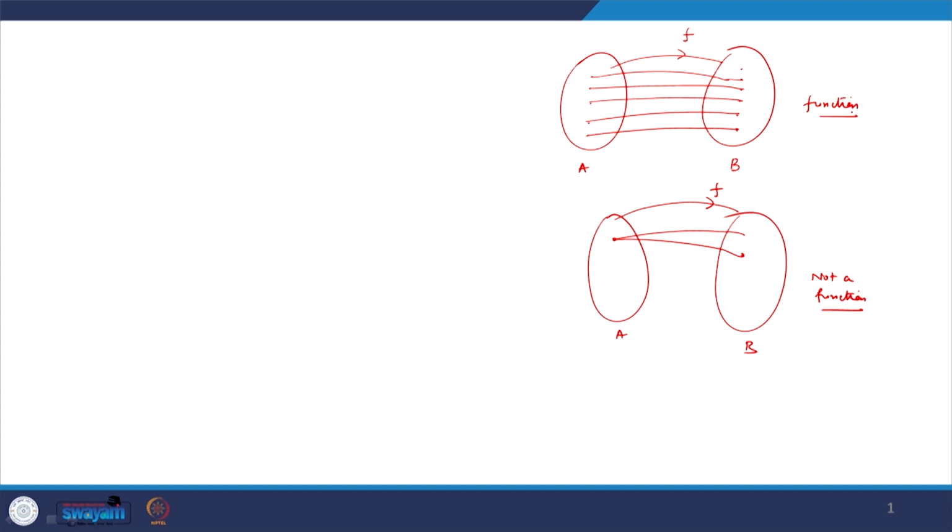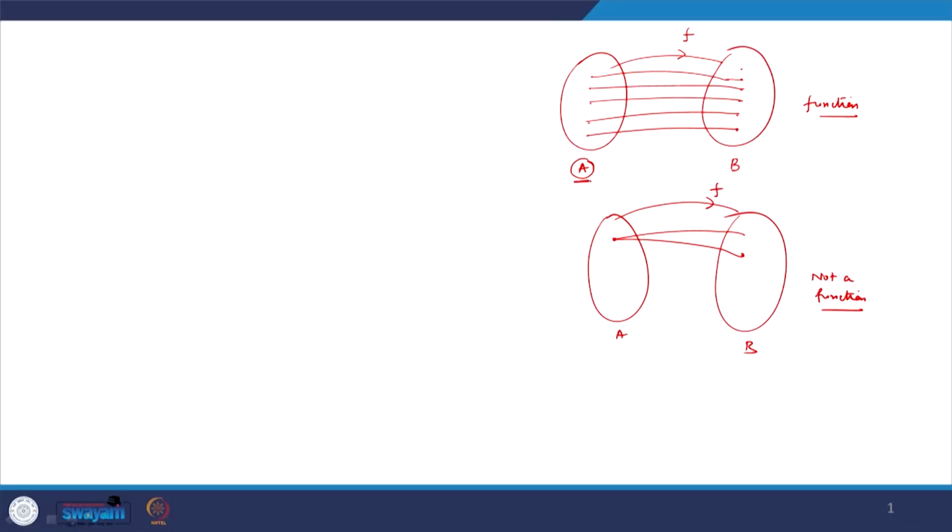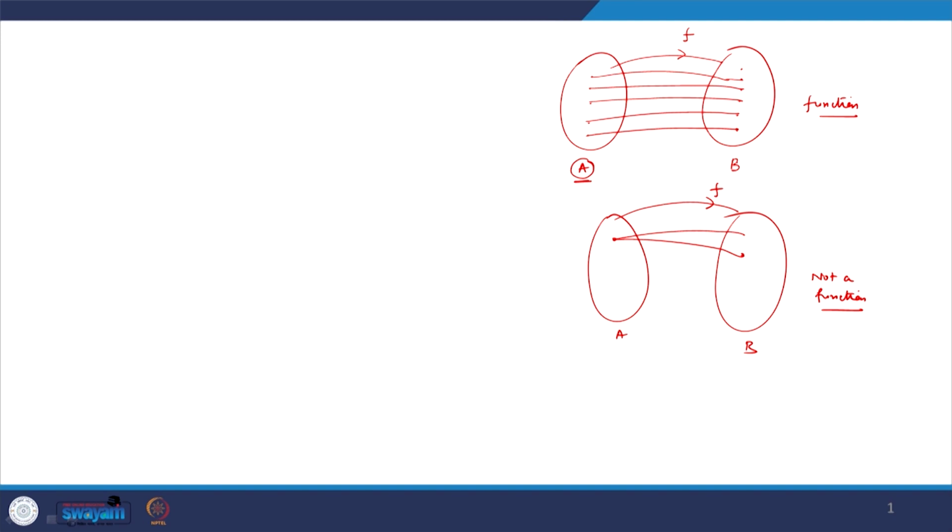This set A is called the domain of the function. Basically, the domain of the function is all those elements in set A. We can say that the domain of the function is all those elements where the function is defined. And the image of A in B, see here in this example you have one element which does not have a pre-image in A. This image set is called the range of the function f, and this entire B is called the codomain.